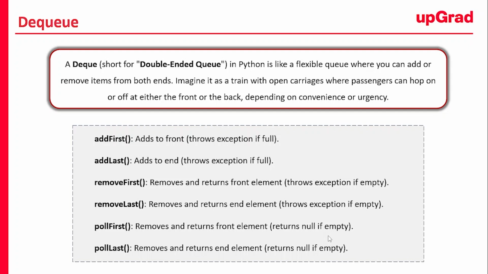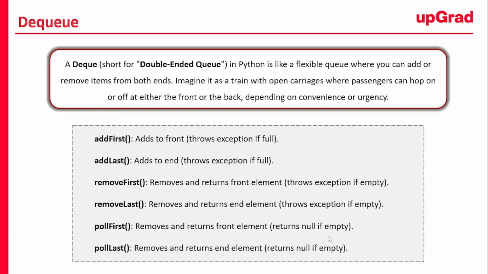Imagine it as a train with open carriages where passengers can hop on or off at either the front or the back, depending on their convenience. It works like both a queue, that is FIFO, and a stack, LIFO, depending on how you use it. All right, so these are some of the methods that we basically use.